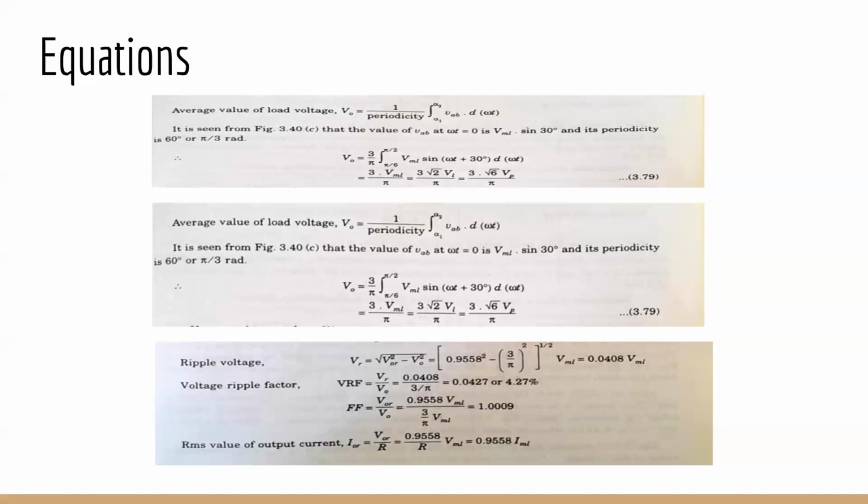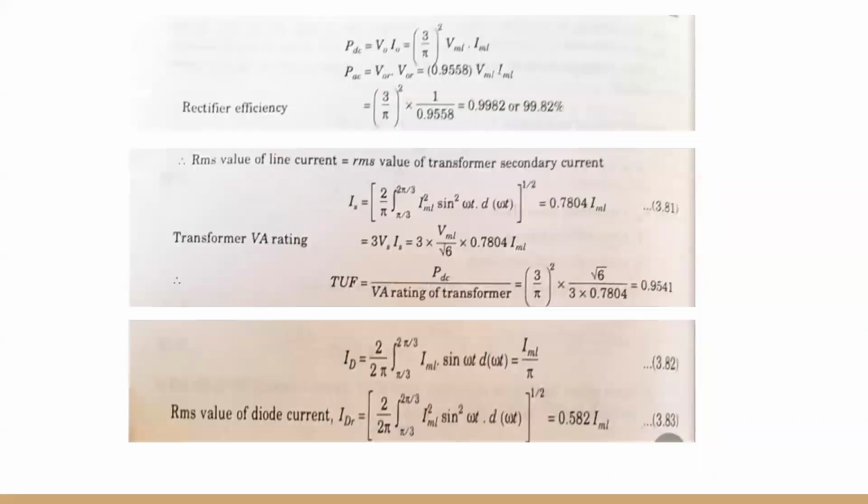RMS value of output voltage is given by V0R equals [3 by pi integration from pi by 3 to 2 pi by 3 of VML square sine square omega t d omega t] whole bracket to the power 1 by 2, equals [3 VML square upon 2 pi into (omega t minus sine 2 omega t upon 2) with limits pi by 3 to 2 pi by 3] whole bracket to the power 1 by 2, equals 0.9558 VML. Next slide.